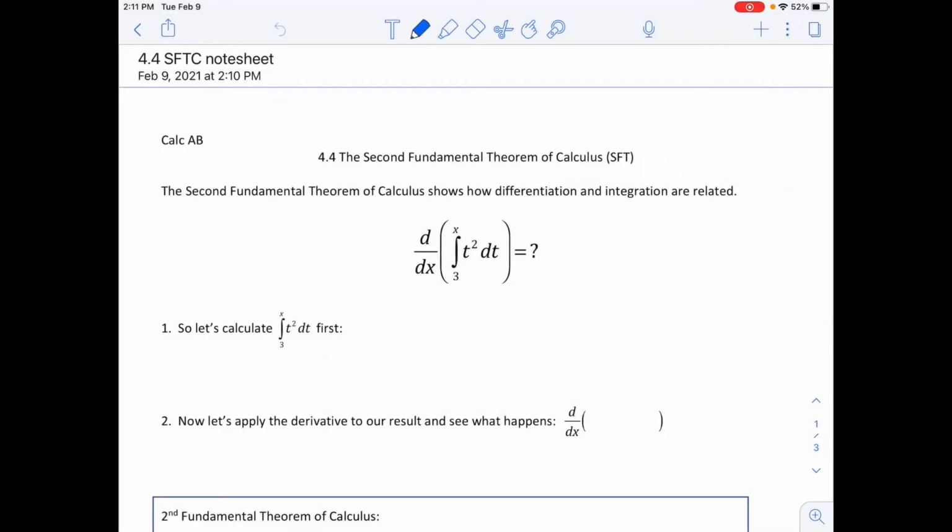All right, we're still in 4.4. I can't seem to get out of this section. But this is among the last topics that we have to study in here. This is about the second fundamental theorem of calculus.